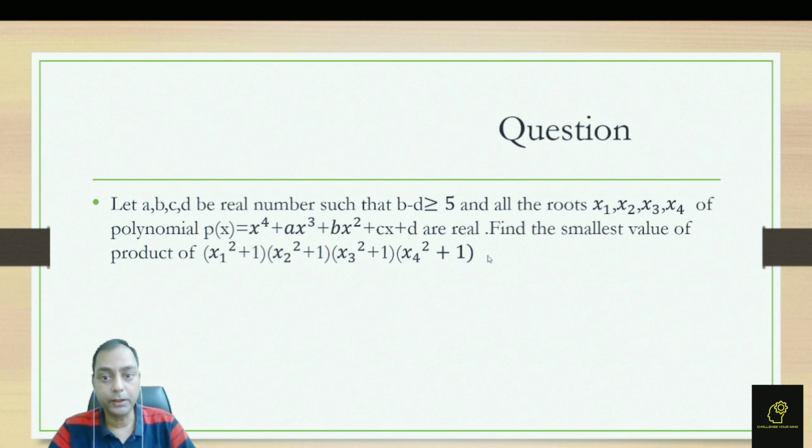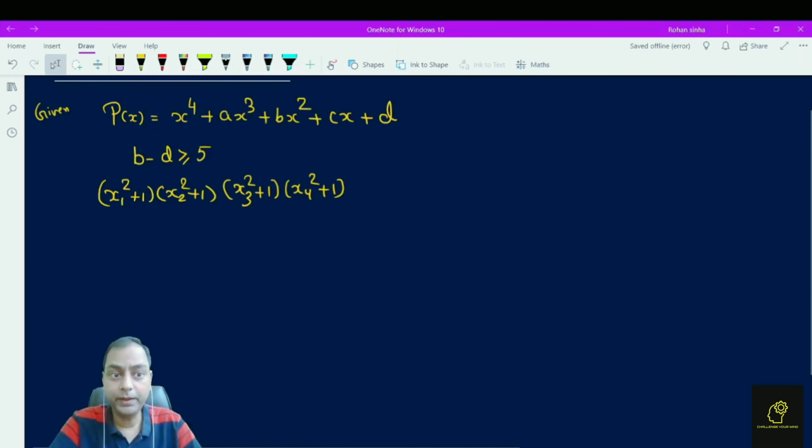We need to find the smallest value of the product (x1^2 + 1)(x2^2 + 1)(x3^2 + 1)(x4^2 + 1). Now I am going to give the approach to solve this problem. Now what is given here? It is given that P(x) = x^4 + ax^3 + bx^2 + cx + d and b minus d is greater than or equal to 5.